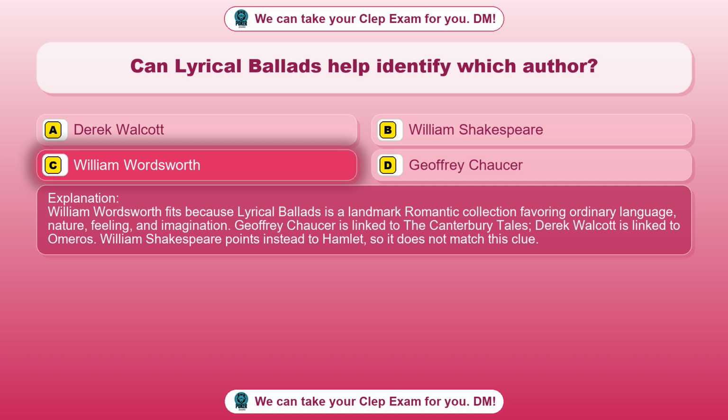William Wordsworth fits because Lyrical Ballads is a landmark romantic collection favoring ordinary language, nature, feeling, and imagination. Geoffrey Chaucer is linked to the Canterbury Tales, Derek Walcott is linked to Omeros. William Shakespeare points instead to Hamlet, so it does not match this clue.